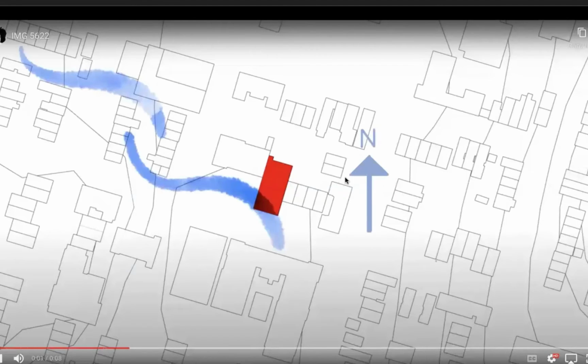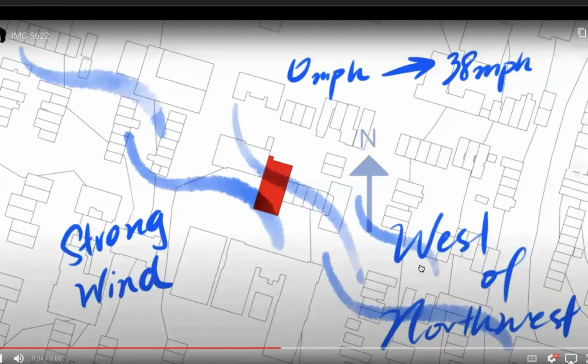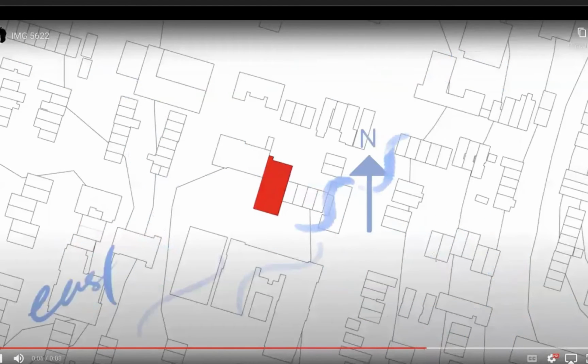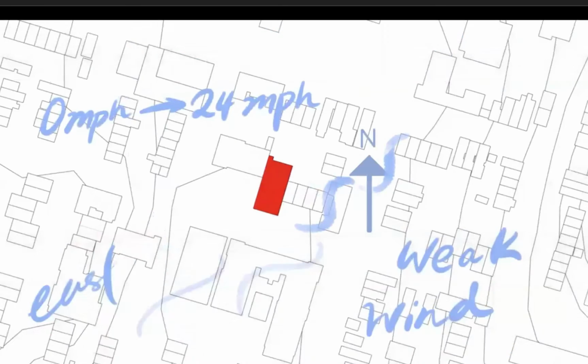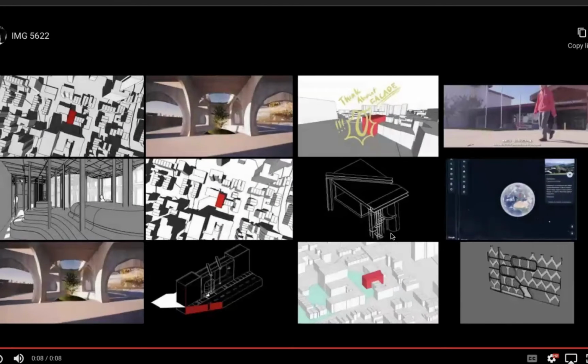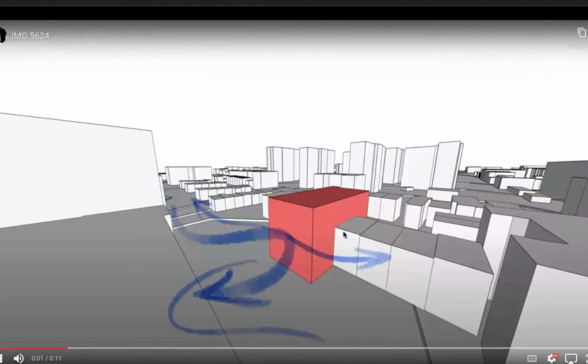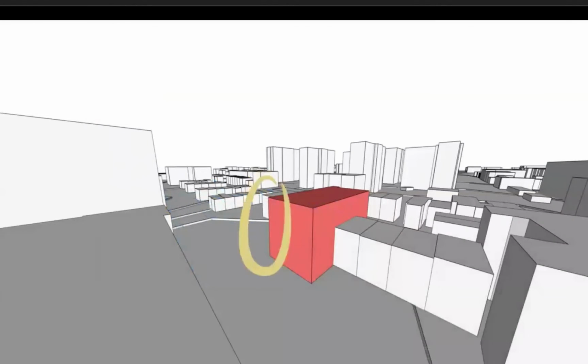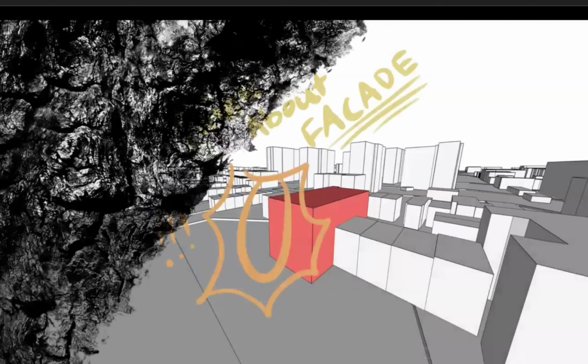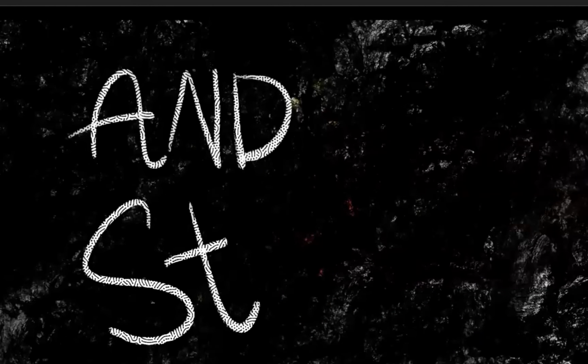So the wind tends to blow from the west or northwest with strong wind, and from the east is usually a much weaker wind. So when designing, I think there's a need for more consideration of the northwest winds that are coming through. And also we need to consider wind channels that might be blowing through the streets. Think about the facade and also think about the structure.